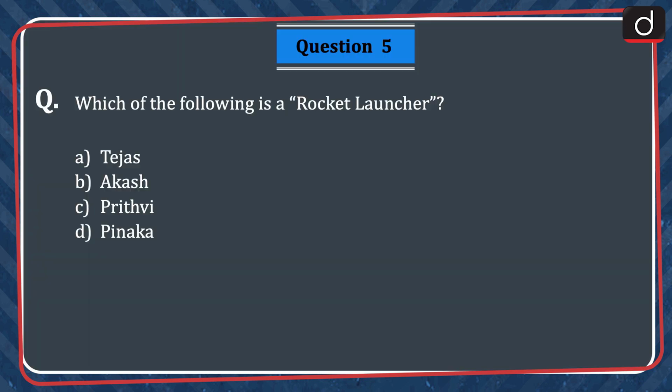Next question is, which of the following is a rocket launcher? Tejas, Akash, Prithvi, or Pinaka? The correct answer is option D, Pinaka.